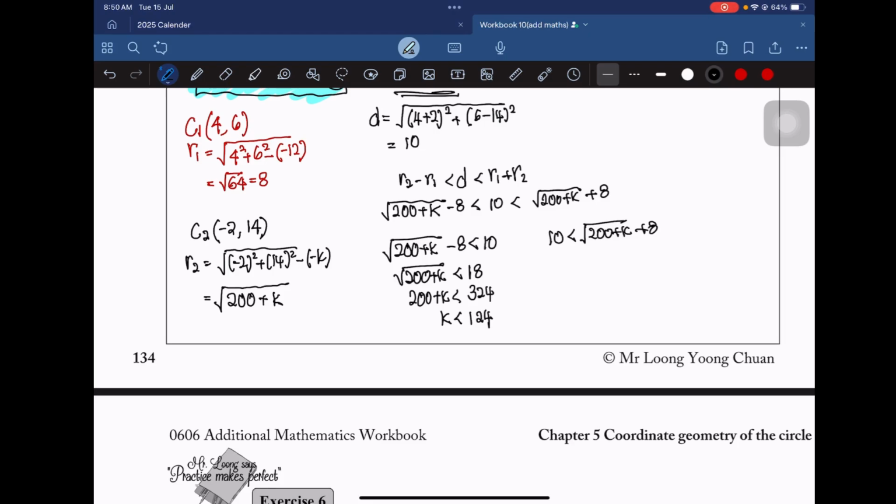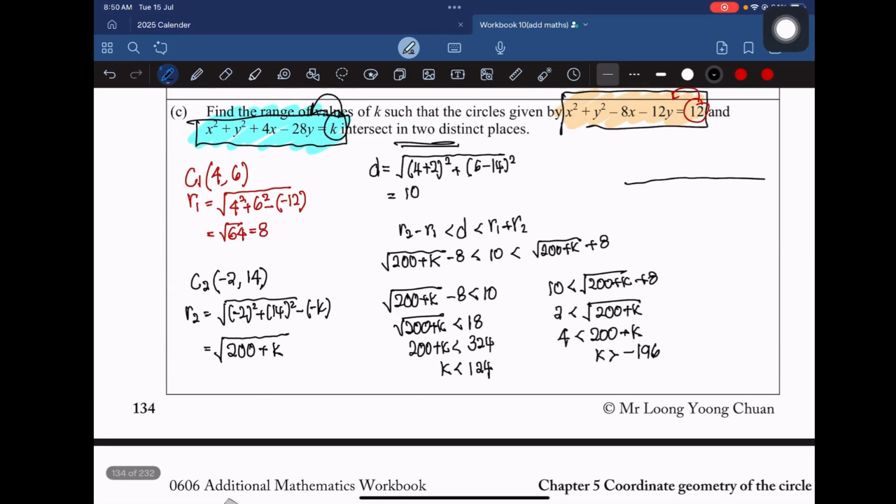The other one, you move this 8 over. So 10 minus 8 is 2, less than the square root of 200 plus k. Then you square it, so it's 4 less than 200 plus k. So k is more than negative 196. Correct or not? Okay.